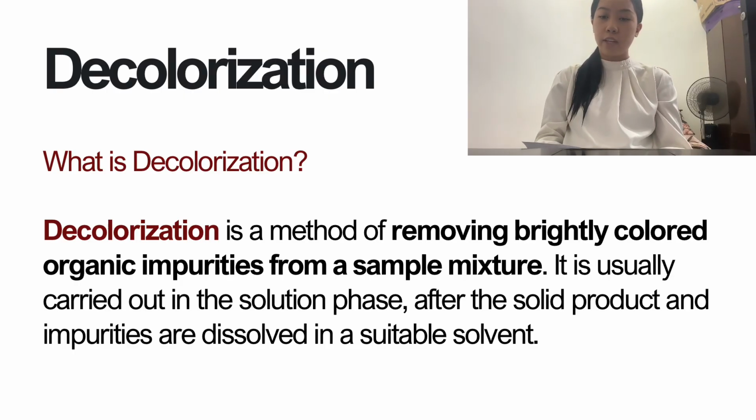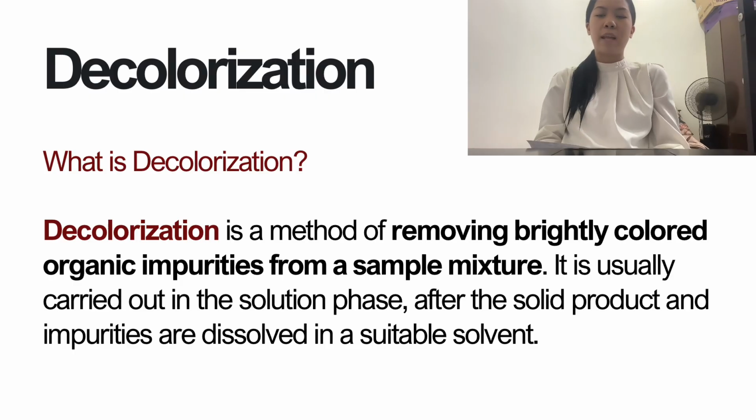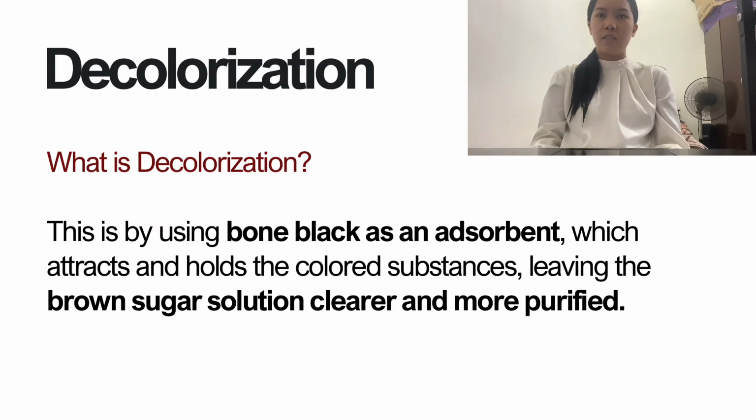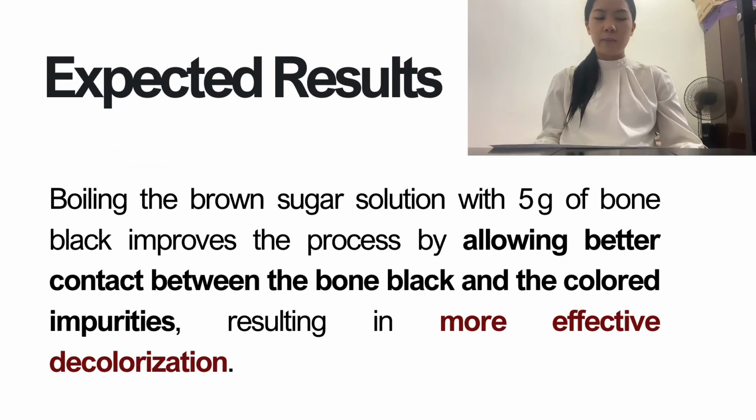First, we pour 30 ml of brown sugar solution and bone black, then boil it for 15 to 20 minutes. It is usually carried out in the solution phase after the solid product and impurities are dissolved in a suitable solvent. By using bone black as an adsorbent which attracts and holds the colored substances, leaving the brown sugar solution clearer and more purified. In expected results, boiling the brown sugar solution with 5 grams of bone black improves the process by allowing better contact between the bone black and the colored impurities, resulting in more effective decolorization.